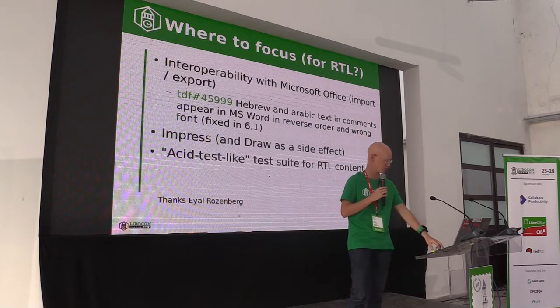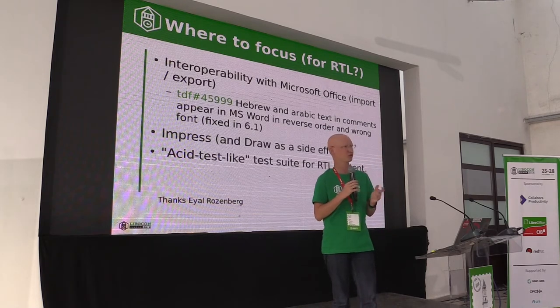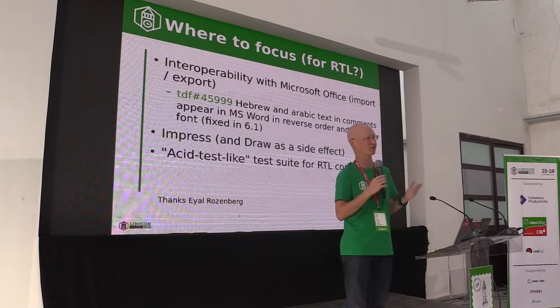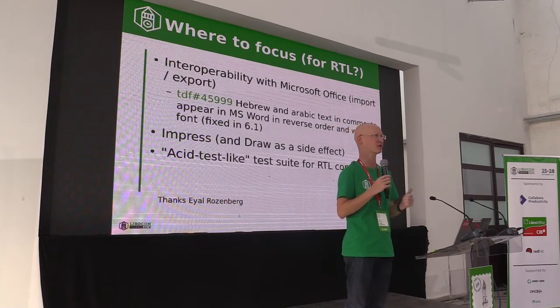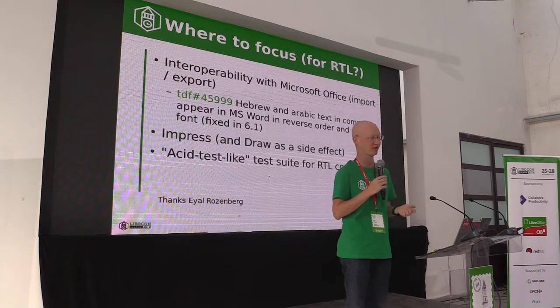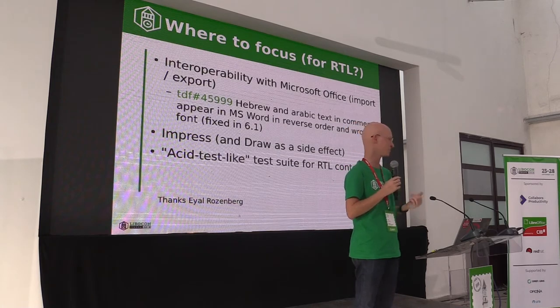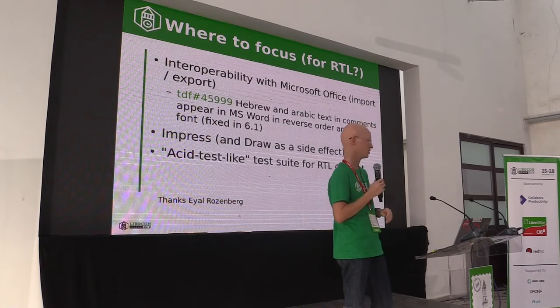But as we can see in this one, there used to be a problem when you put right-to-left text in comments, it got reversed on export. When you see it in Microsoft Office, it can be read, or it can be read from the other direction. And that's a big problem. This one got fixed for 6.1. We still see some of these issues, but again, the direction we see is very good, and we're happy for it.